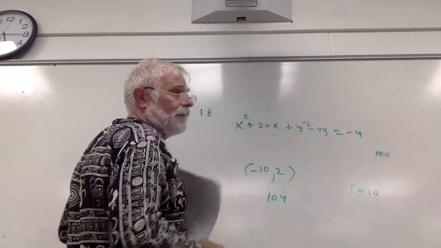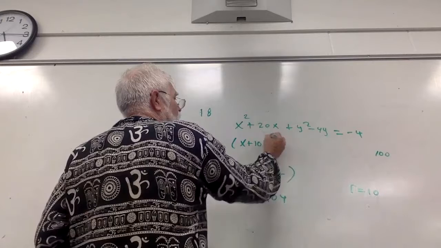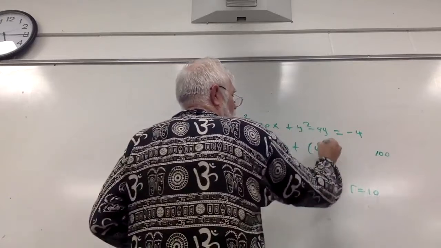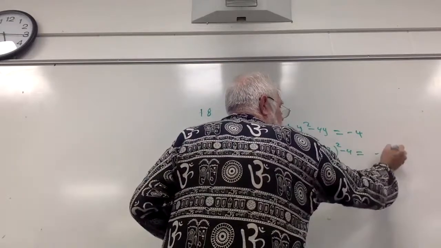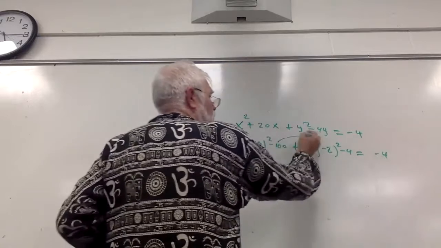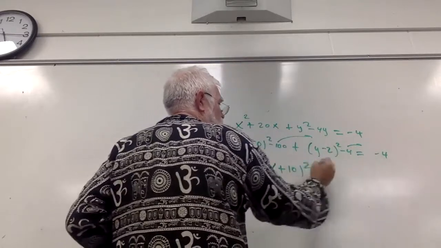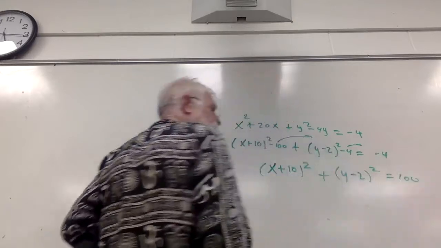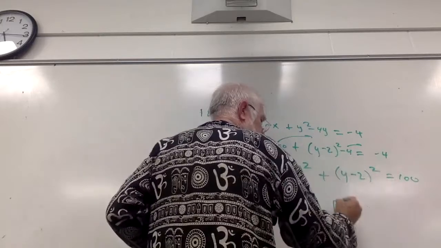Okay? Now I'll do the problem out. What do you write? X plus 10 squared minus 100. And what do you write? y minus 2 squared minus 4 equals what? Negative 4. What do we do? Throw it over. Throw it over. What do we get? X plus 10 squared plus y minus 2 squared equals 100. What's the center of the circle? Negative 10, positive 2. What's the radius? 10.